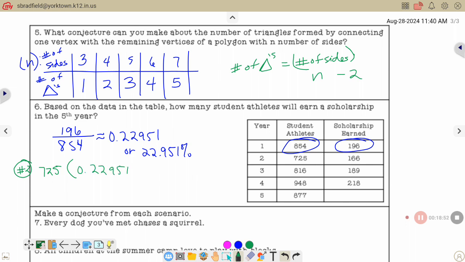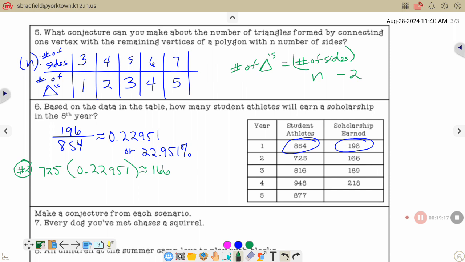0.22951. Let's see if I get close to 166. If I get close to 166, we're going to start to feel pretty good at it. 0.22 times 951. If I round this up to the nearest whole number, it gives me about 166.